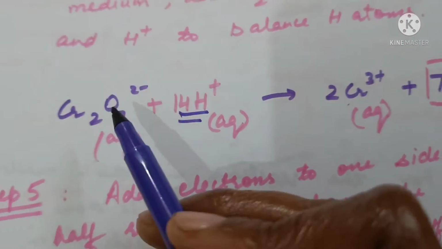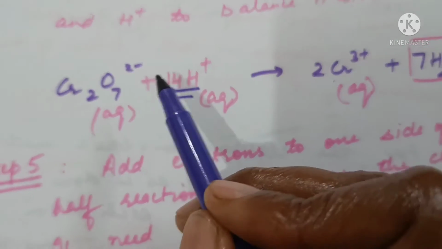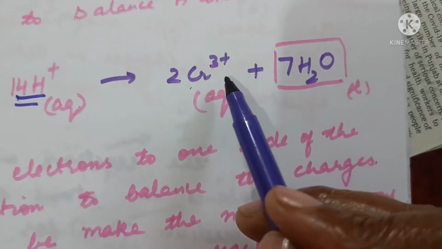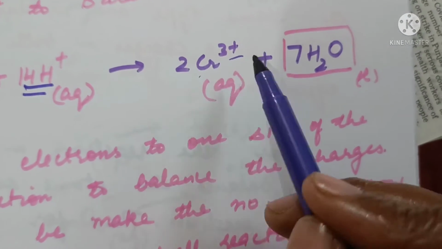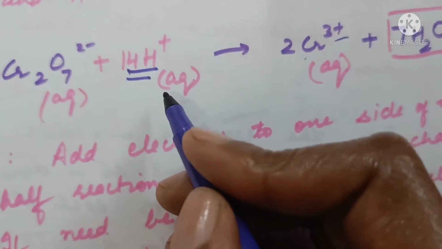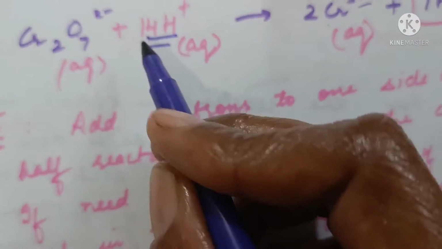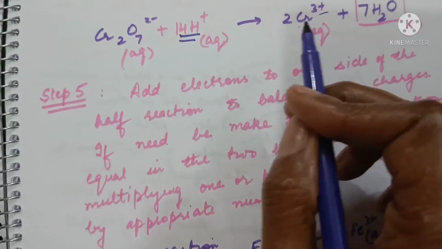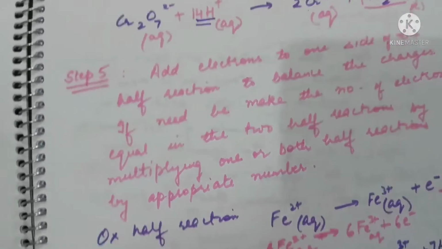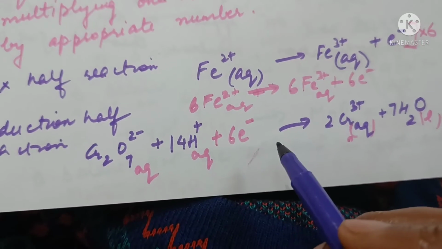And for dichromate ions, there are 2 negative and 14 positive charges, that is, 12 positive charges on the left hand side, whereas there are 6 positive charges on the right hand side. If we add 6 electrons on the left hand side, then 12 positive plus 6 negative means 6 positive. So there will be 6 positive charges on both left and right hand side. So we add 6 electrons on the left hand side.